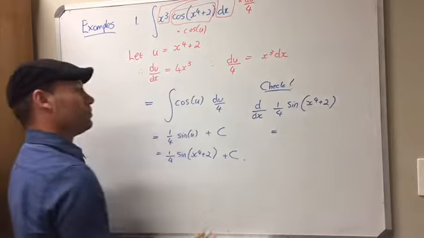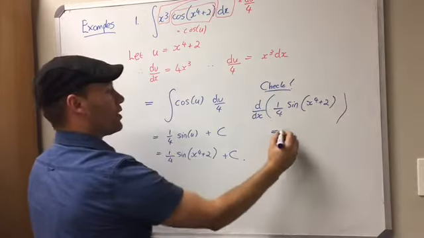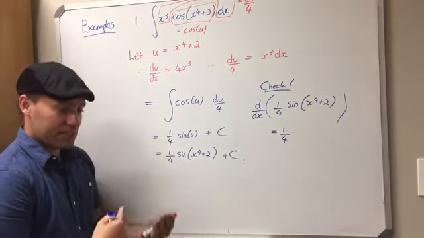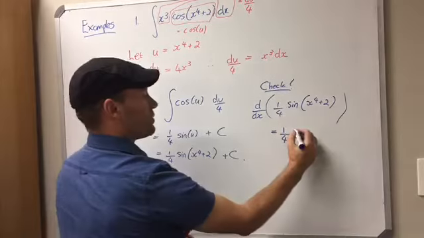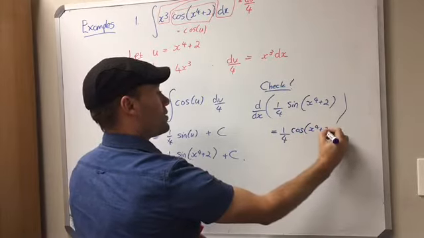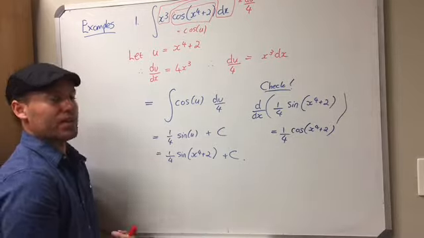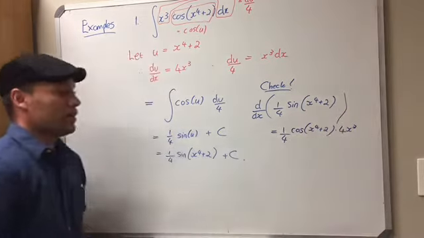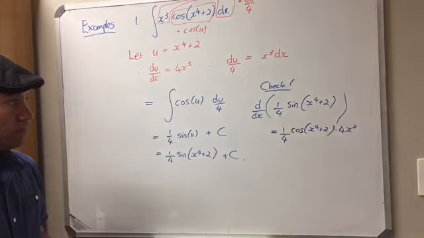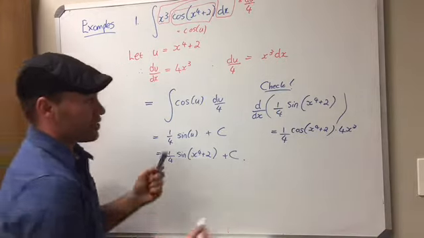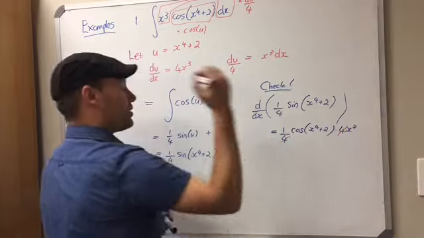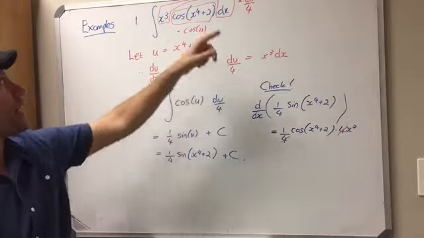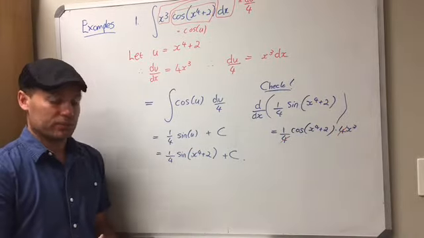What do I get? Well, the quarter comes out in front. Then I'm differentiating the sine. The derivative of sine of something is cos of something times the derivative of that something by the chain rule, which is 4x cubed, because the inner function was x to the 4 plus 2. And now I magically see that this 4, which comes from the chain rule, is going to cancel with that 4, and I'm left with cos of x to the 4 plus 2 times x cubed, which is exactly what I had. Okay, so it's correct.